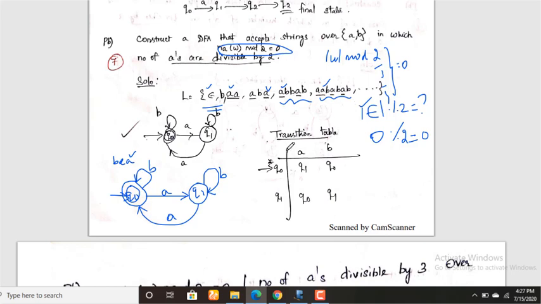In the next step, as usual, you have to write the transition table. Here the number of states Q and the number of inputs sigma, we are going to map. From Q naught on receiving a, it moves to Q1, from Q naught on receiving b, it moves to Q0. From Q1 on receiving A, it moves to Q0. From Q1 on receiving B, it moves to Q1. This is the transition table.